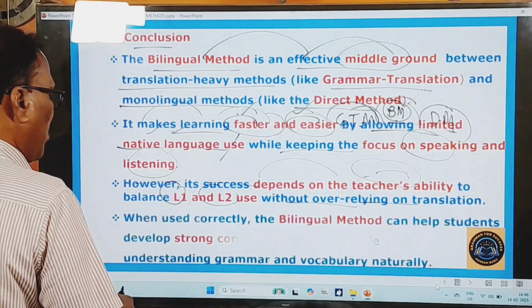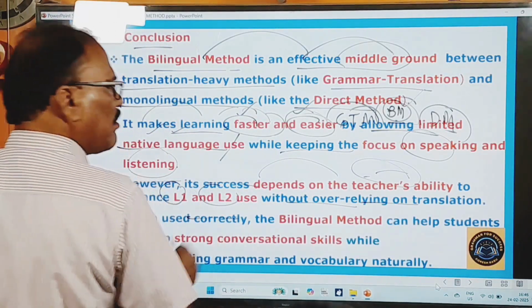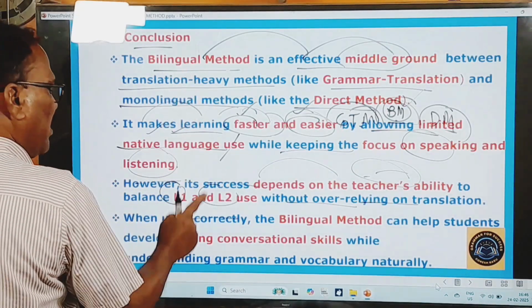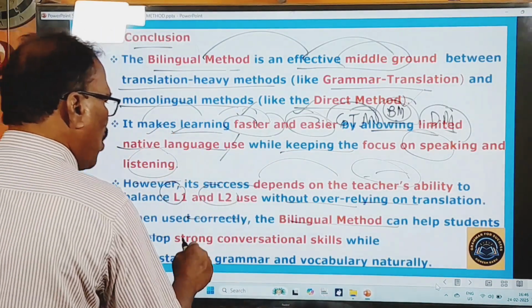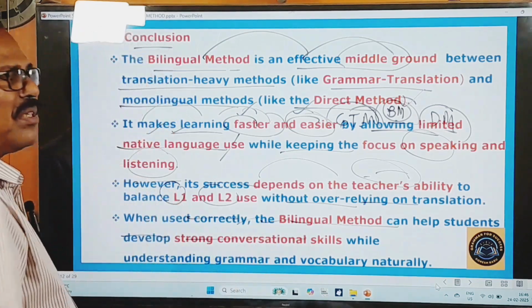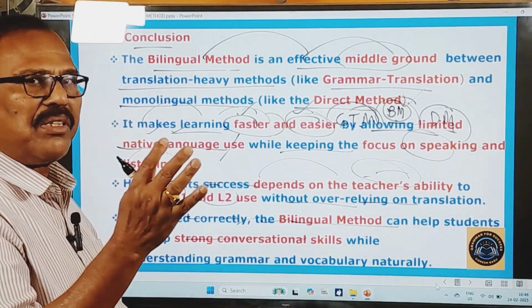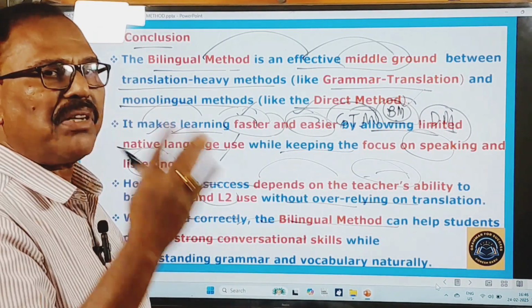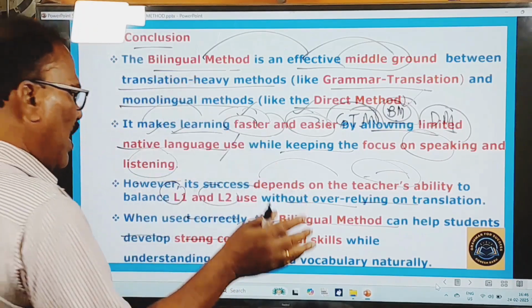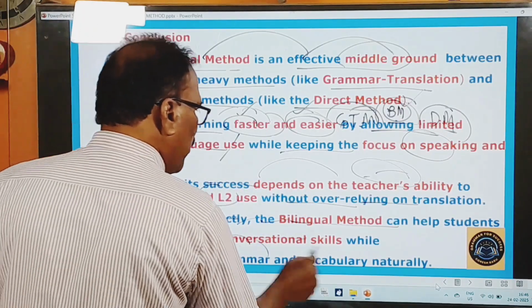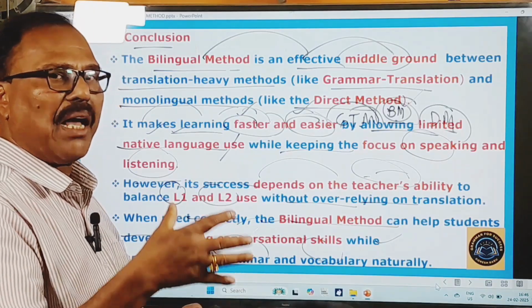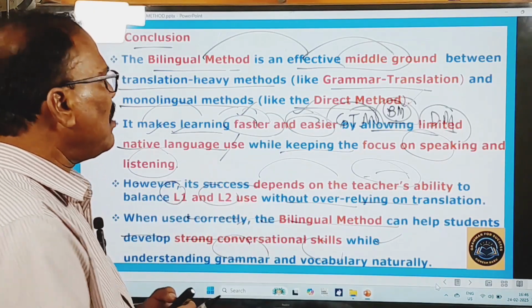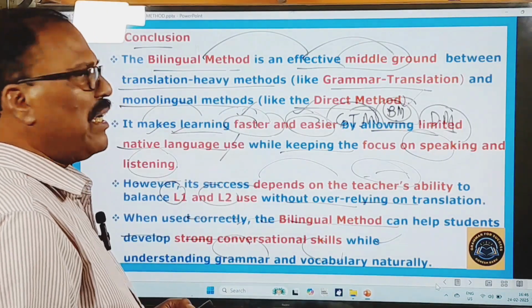And here the last point is, when used correctly, if this bilingual method is used correctly, the bilingual method can help students develop strong conversational skills. So this bilingual method develops what? Strong conversational skills in the target language while understanding grammar and vocabulary naturally, making the students learn grammar and vocabulary naturally. So this is all about this bilingual method.